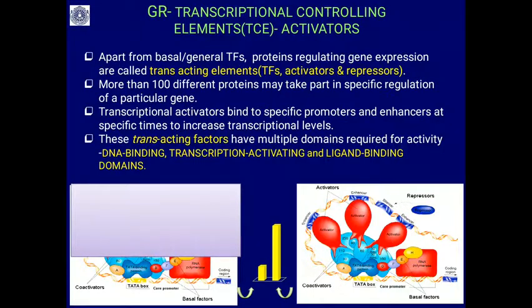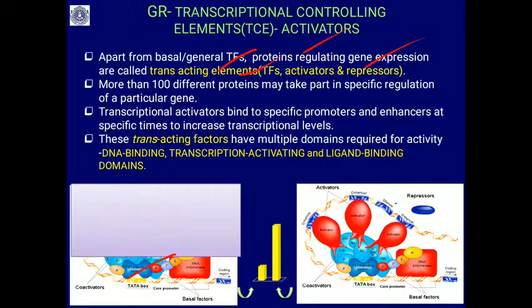Now coming to the important transcriptional controlling elements, they are called activators. Apart from the basal transcription factors, which are very important for the binding of the RNA polymerase to the promoter sequence, there are several general transcription factors. They are nothing but proteins, and they regulate the gene expression.